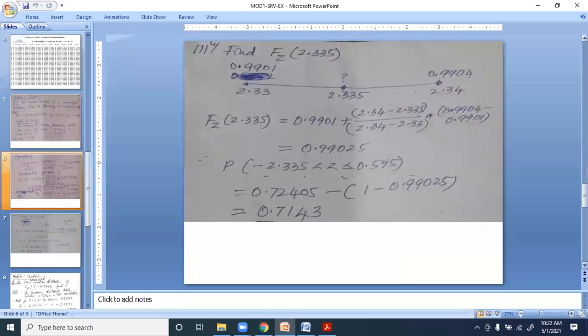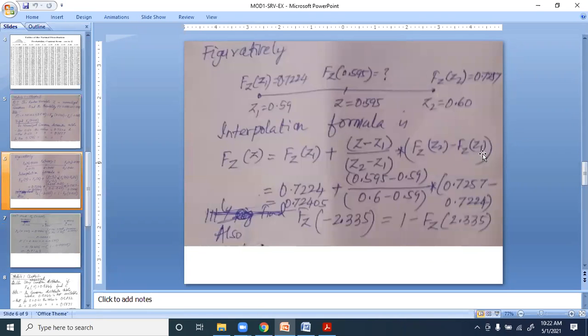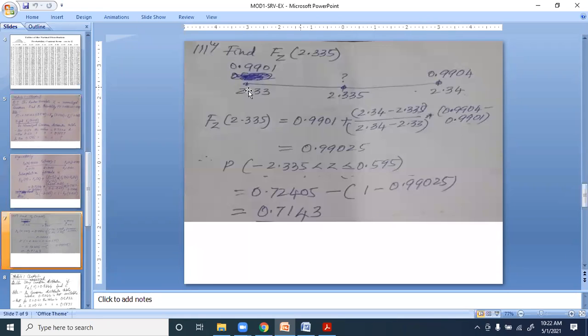and that quantity, again, you need to do the interpolation. We use the same formula whatever we have written here. This formula is written with a lot of clarity, where Z is at what position, F(Z) is at what position, Z1, F(Z1) here, and Z2, F(Z2) here. Okay, so we are trying to find this. So we are trying to write again the same interpolation.